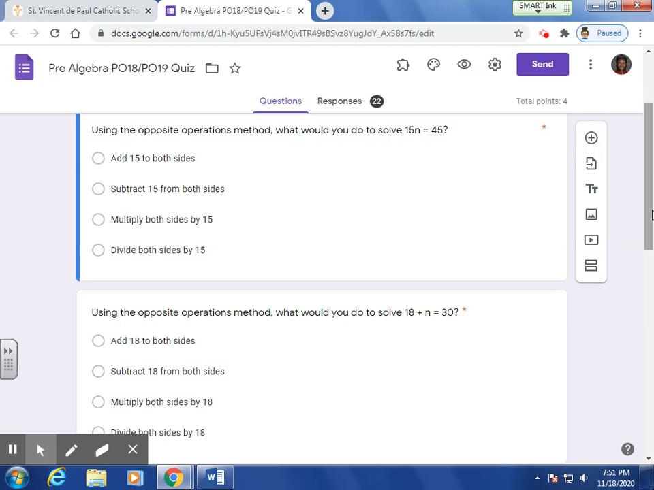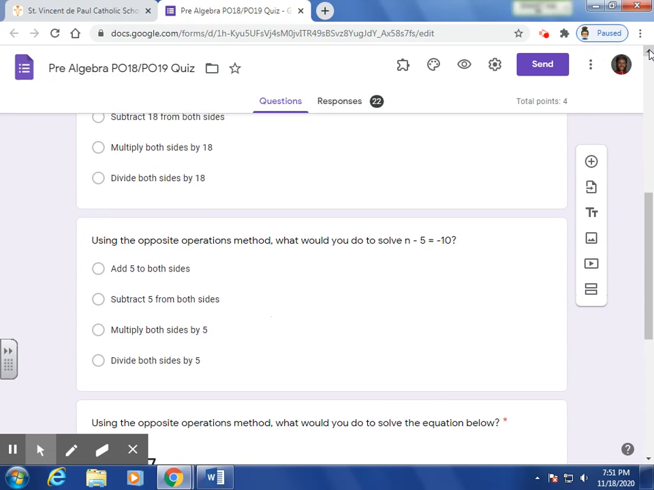Well, what's happening in 15n equals 45? We are multiplying n by 15. So to undo that, we would need to divide both sides by 15 to solve for the variable. So the answer for that one was letter D, or the fourth option, right? The opposite operation of what's happening in the original equation.